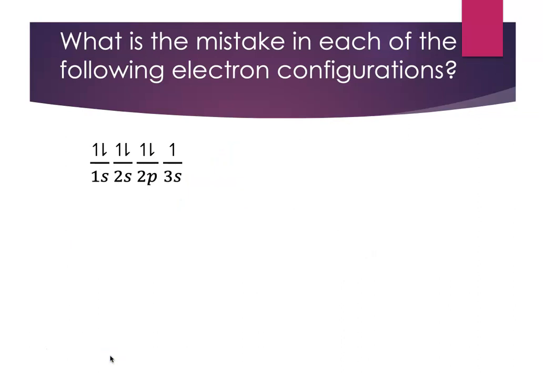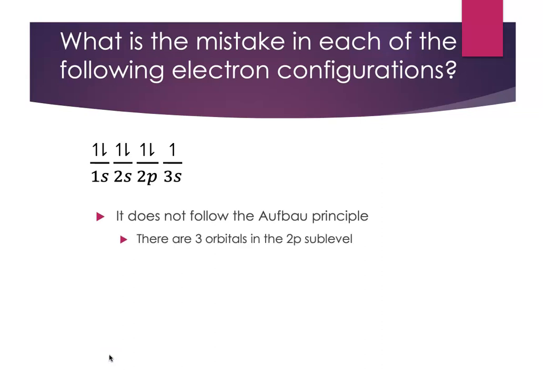There's one more of these. What's the mistake here? Well, the sequence looks fine. What's wrong with it? Well, the problem is that the p sublevel should have 3 orbitals, and it's only showing 1. So that's clearly a problem.